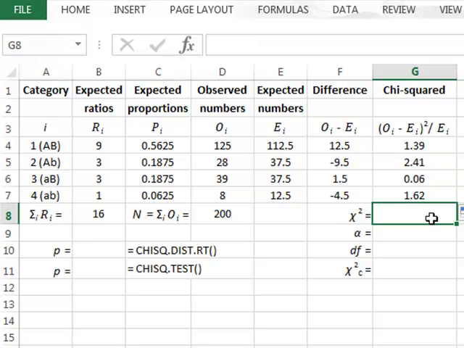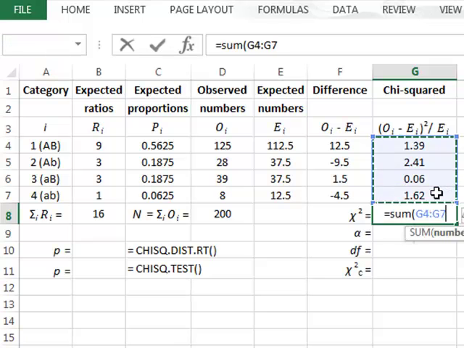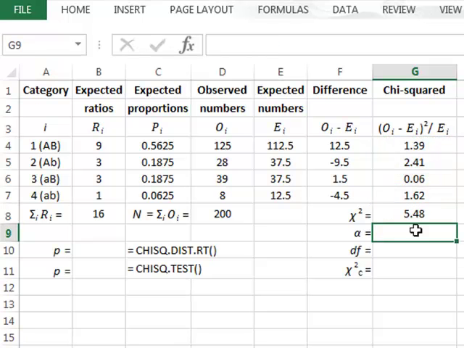The chi-squared value is the sum of all of these, which again is the simple Excel function, giving a chi-squared value for this calculation of 5.48. Clearly, a large difference between observed and expected will give a larger value of chi-squared. And we wish to test whether this value of chi-squared is larger than would be expected by pure chance.